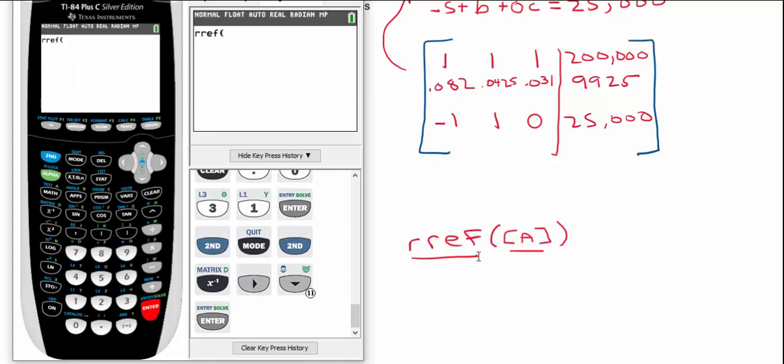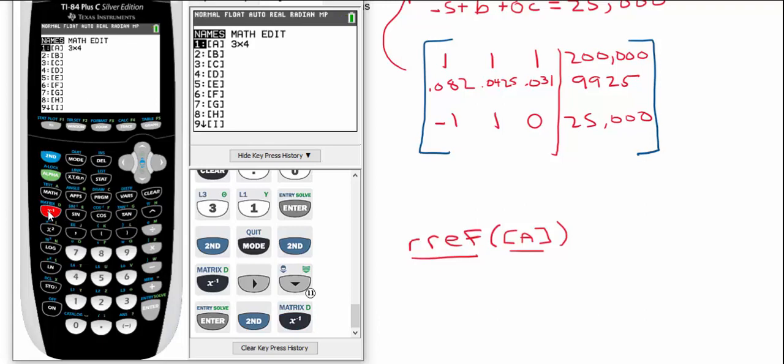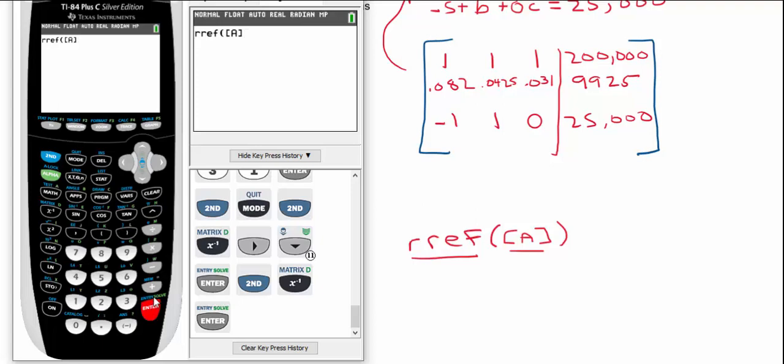That pastes that command on there. Now the calculator needs to know which matrix I want to reduce. So I go back to the matrix menu by pressing second, that matrix key. And then since it was the first one, matrix A, I can just press enter. You can press enter at this point, or if you have OCD like me, you might want to put a right parenthesis there. Either way, you get the same answer.